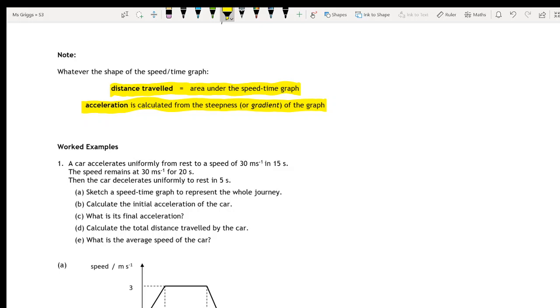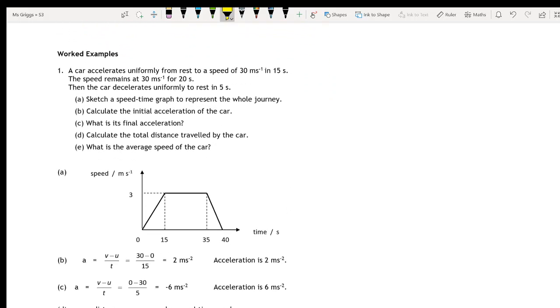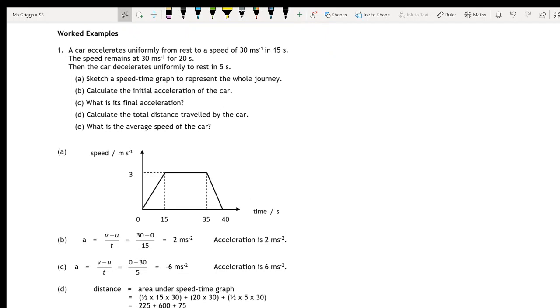So, worked example. The car accelerates uniformly from rest to a speed of 30 meters per second in 15 seconds. It then remains at 30 meters per second for 20 seconds. And then the car decelerates uniformly to rest in 5 seconds. First of all, sketch a speed time graph to represent the whole journey.